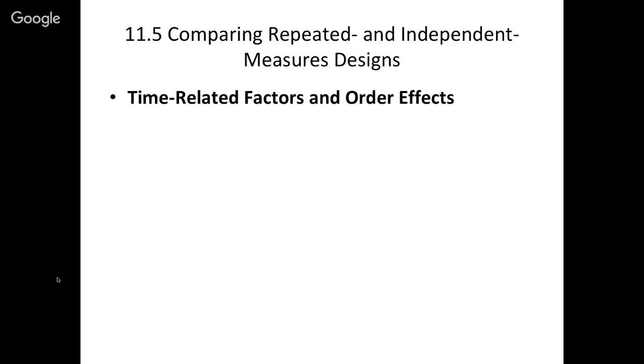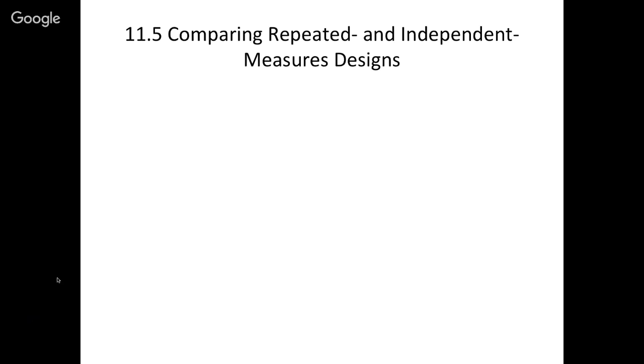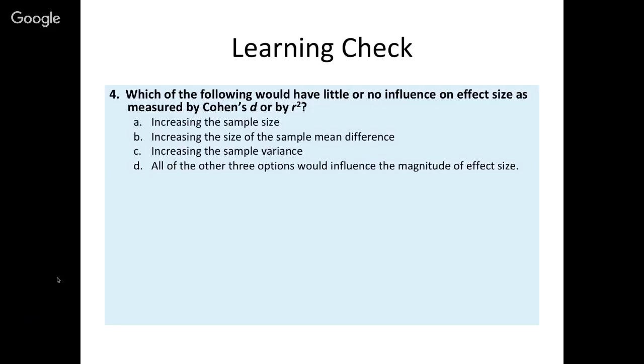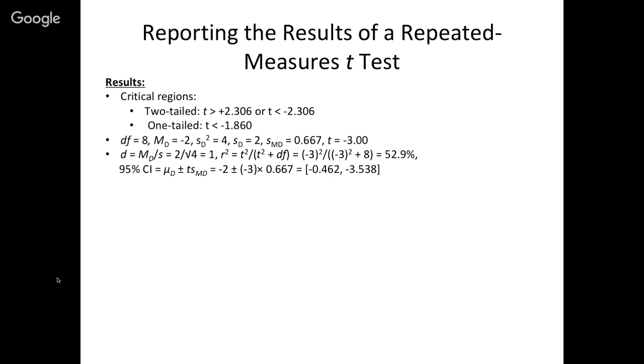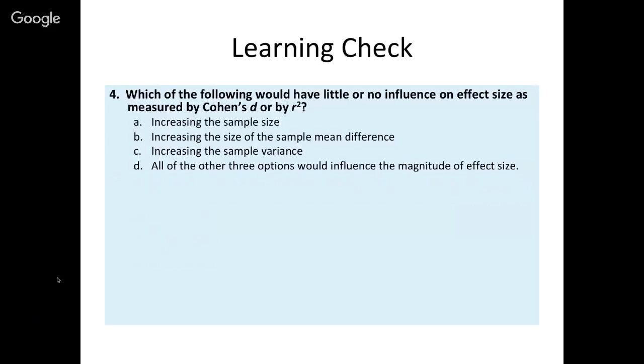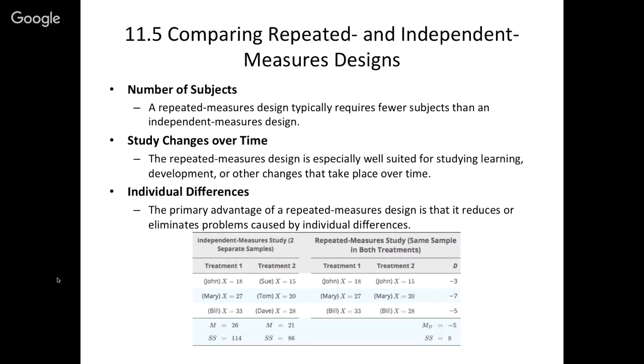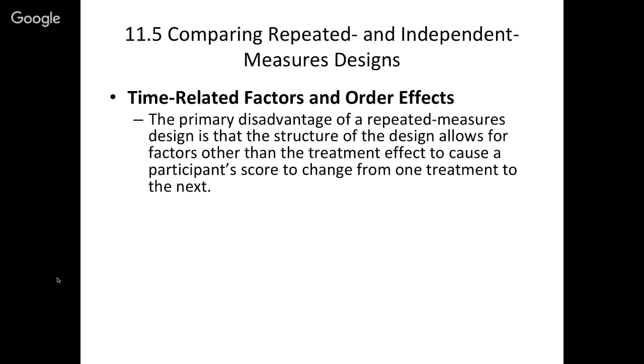But this is the primary disadvantage. We introduced a lot of advantages, right, of repeated measure design. But what's the disadvantage for this kind of design? The primary disadvantage of the repeated measure design is the structure of the design allowed for factors other than the treatment factor to cause a participant's score to change from one treatment to another.